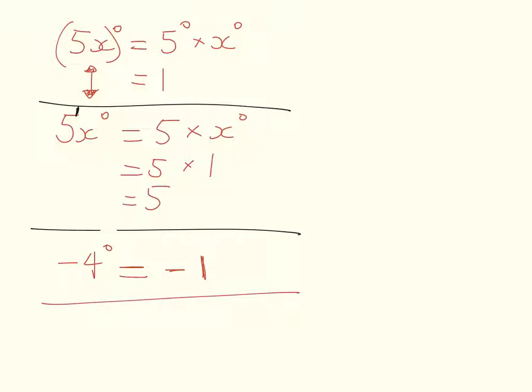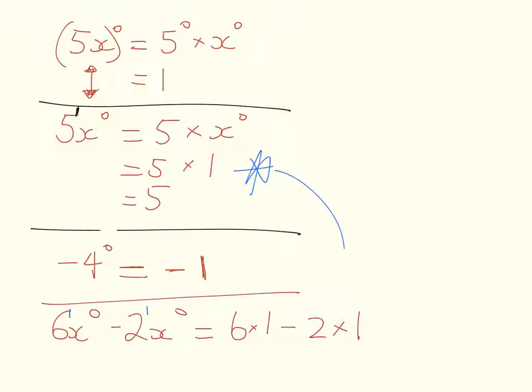What about if I've got something like 6x to the 0 minus 2x to the 0? Alrighty, well, this is another one of these type examples where we end up with our 6 having a power of 1 and our 2 having a power of 1, but our x's having powers of 0. So that will actually become 6 times 1 minus 2 times 1. 6 minus 2 is just 4.